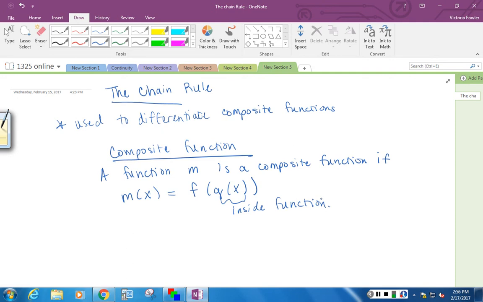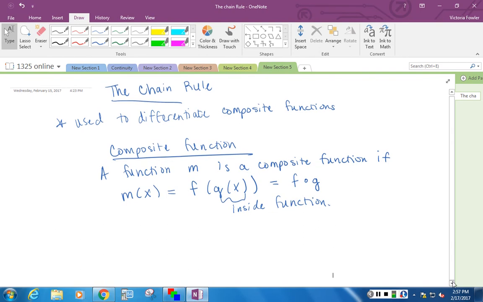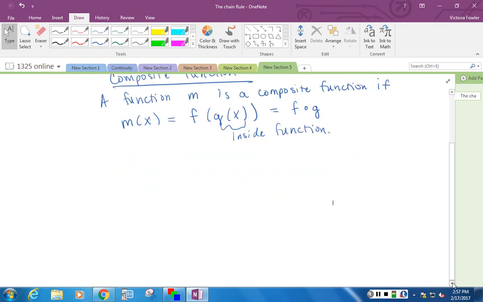Okay, let's practice function composition. Another way that you would see this written would be that M could be defined as f composite g. That's a little circle here that represents function composition, not to be confused with multiplication. So let's just see if we can understand what function composition is.